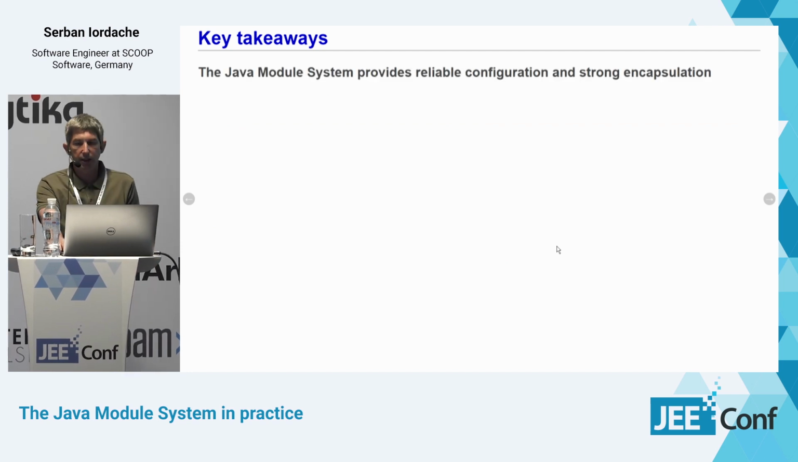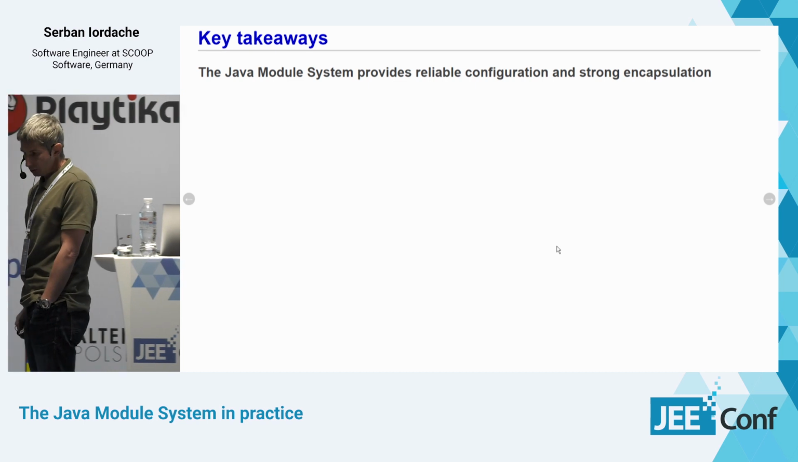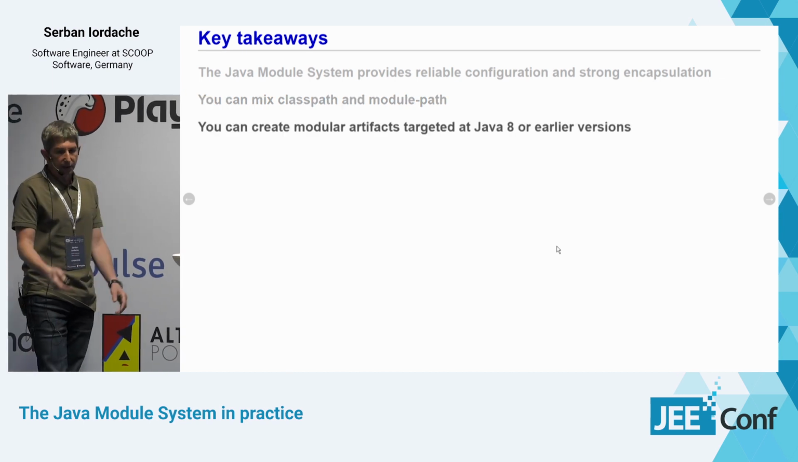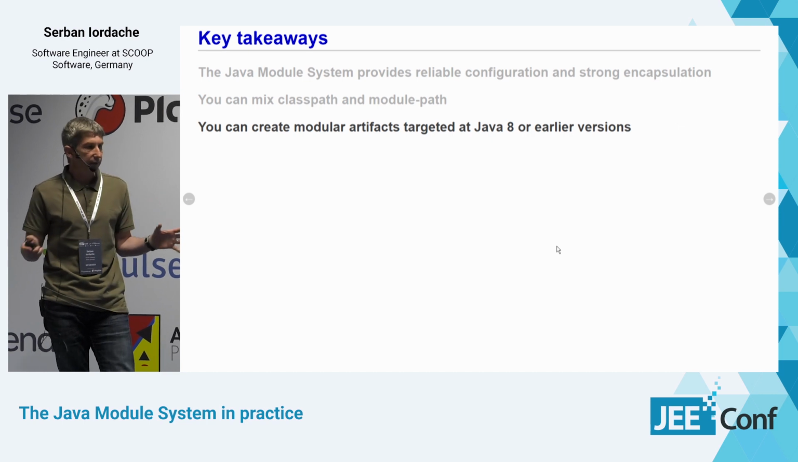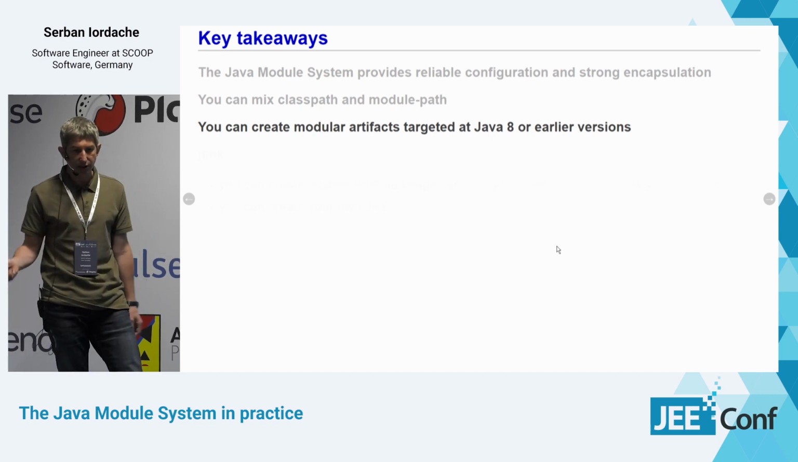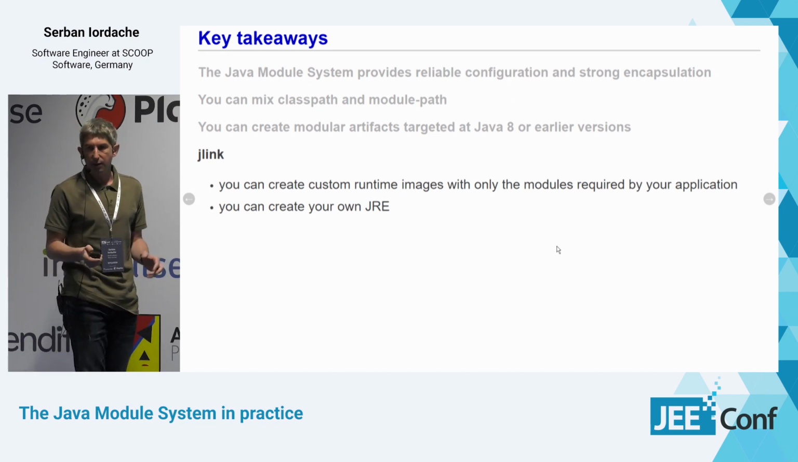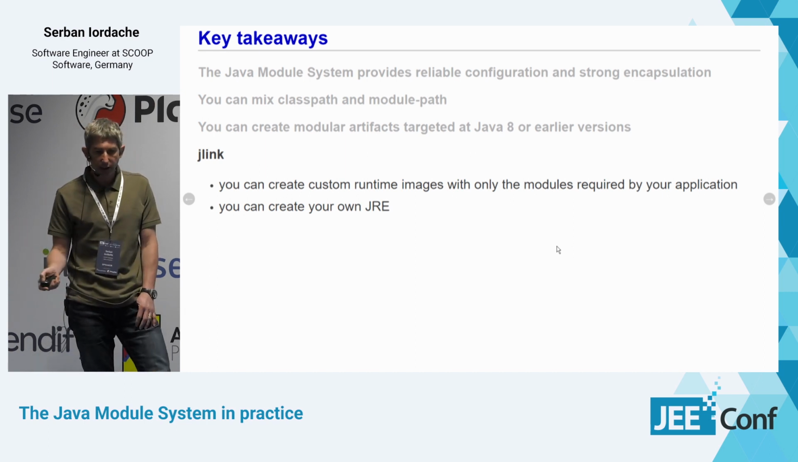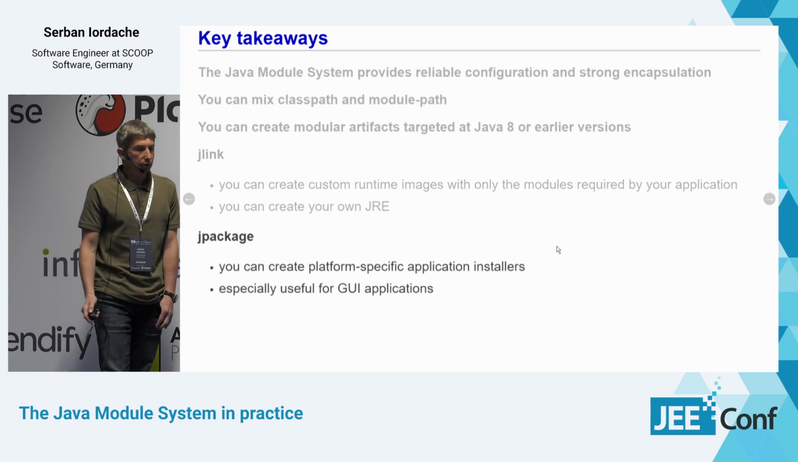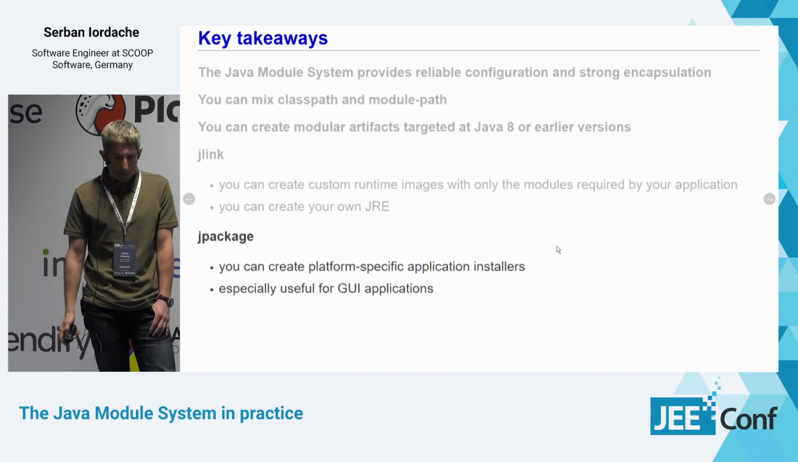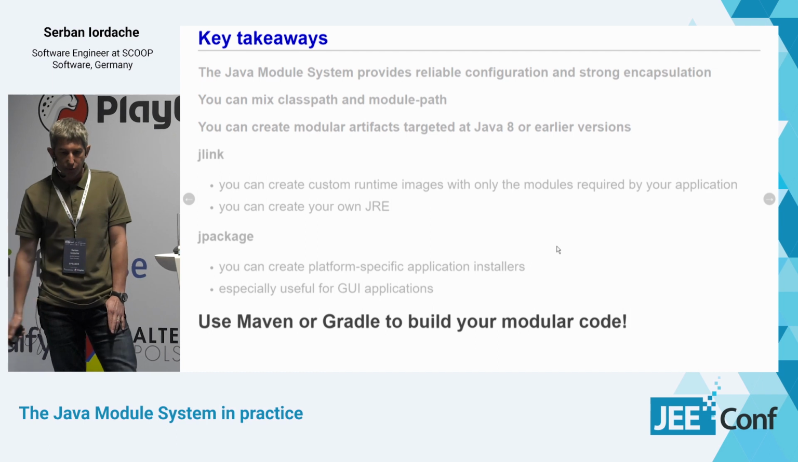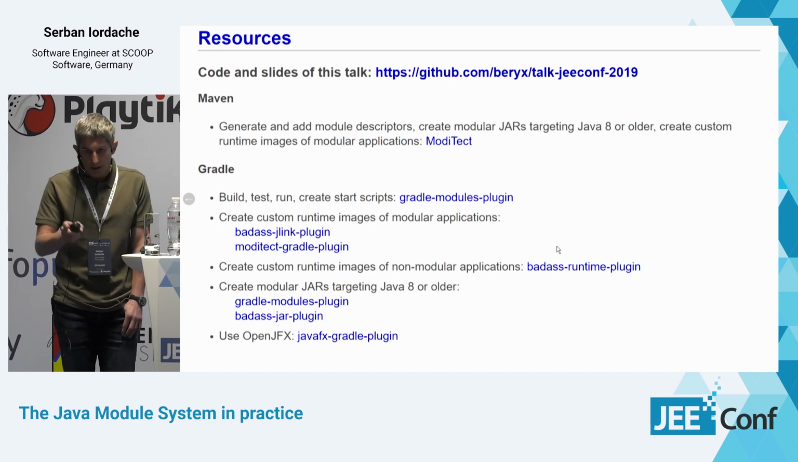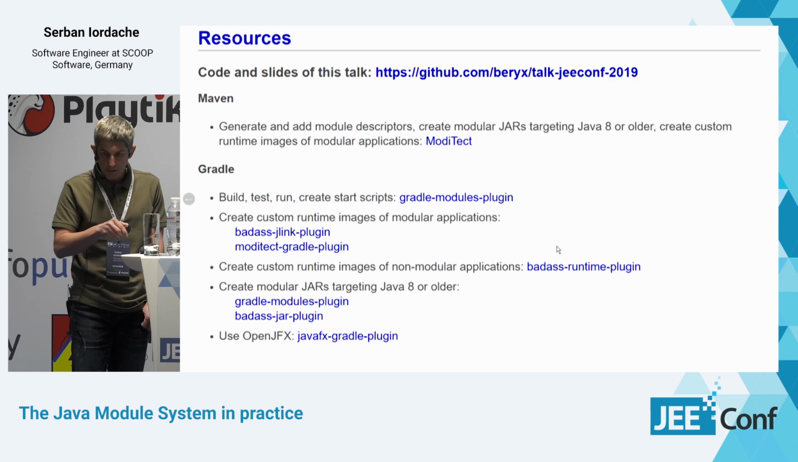Okay, so we saw that the Java module system provides reliable configuration and strong encapsulation. You can put your code both on the class path and on the module path. You can create modular artifacts that are still compatible with Java 8 or earlier versions. You can create runtime images of your applications using the JLink tool, and you can also create your own JRE, and you can create installers for your applications using this jpackage tool. And the most important thing, use Maven or Gradle to build your code. Here you can see the link to this talk and links to the modules I have presented.